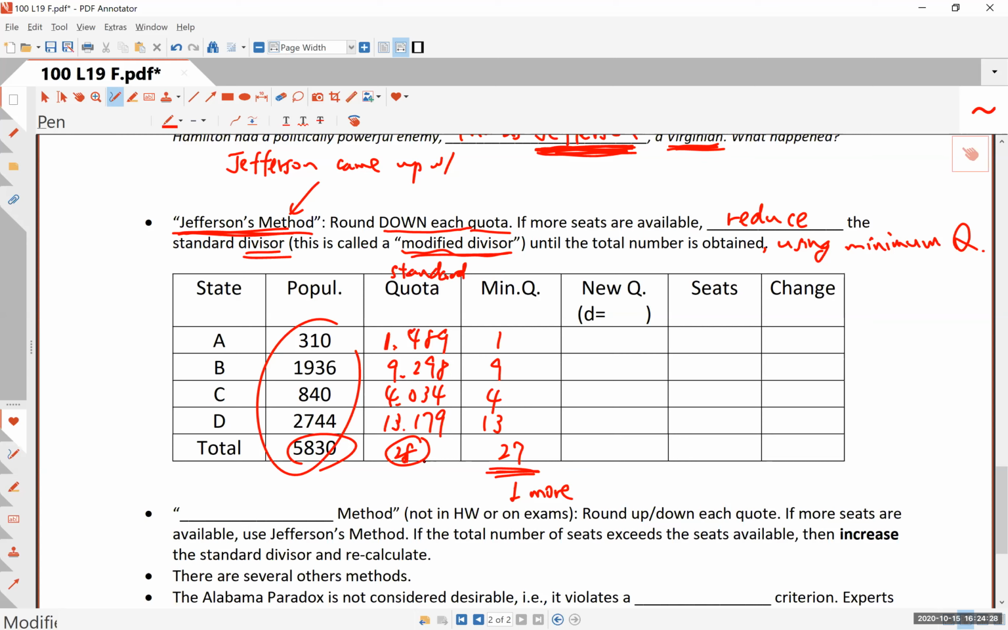is because we divided all of these numbers by the standard divisor D. So if we make that D smaller, these numbers will increase, and eventually one of these minimum quota numbers will get to the next whole number, or the standard quotas will become the next larger integer. All right, so D was 208.21, whatever, right? So how about if you use 200, let's say 200. How about 199? How about 198? No, let's use 195.